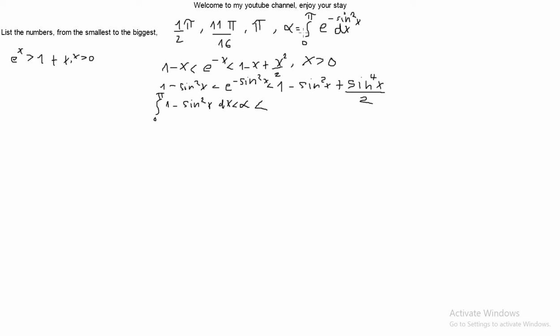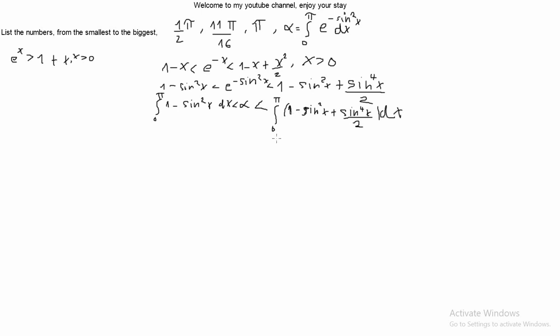We won't calculate this integral anyway because it isn't possible with elementary functions, with special functions maybe. And the right side is the integral from 0 to π of 1 minus sine squared of x plus sine to the power of 4 of x divided by 2 dx. Okay, this looks fine.